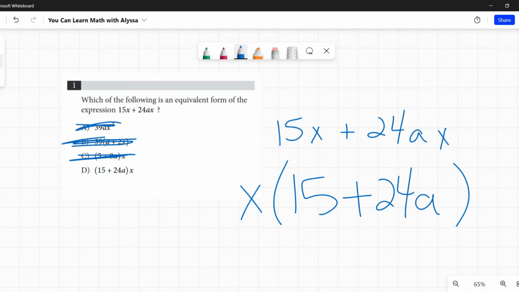Now, if you were given this problem and were asked to simplify it, then you would have to pull out the 3. But this is not a simplify question. It's just saying equivalent. What's the same? What's another version of this? And D is the only one of those that is equivalent to the original.